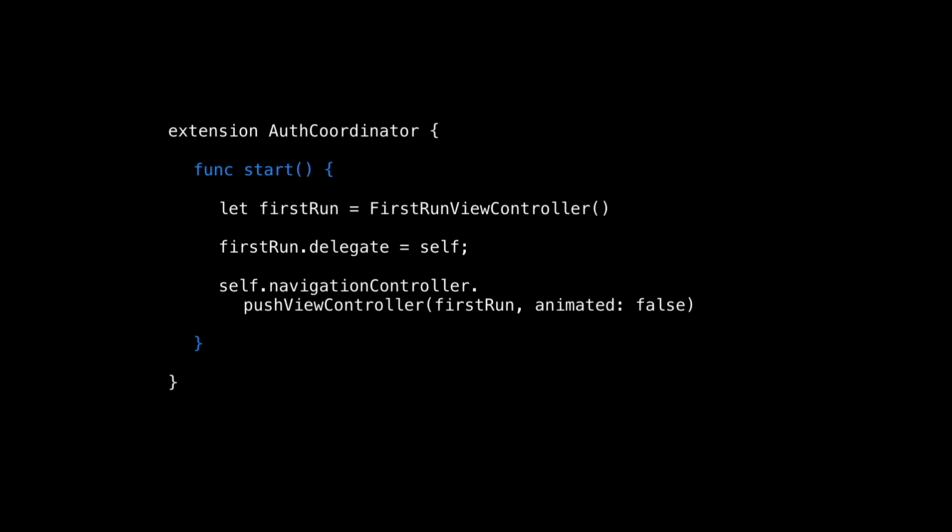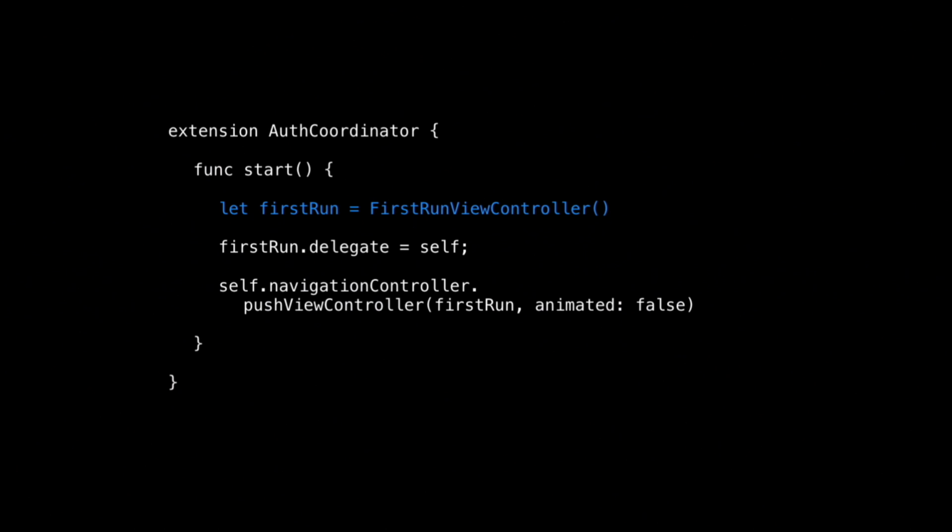So we call the start method, and this is the thing again that kicks off the whole process of how this coordinator works. So the first run view controller, imagine this is like a screen that comes up that gives you 2 buttons. It's like either login or sign up, right?